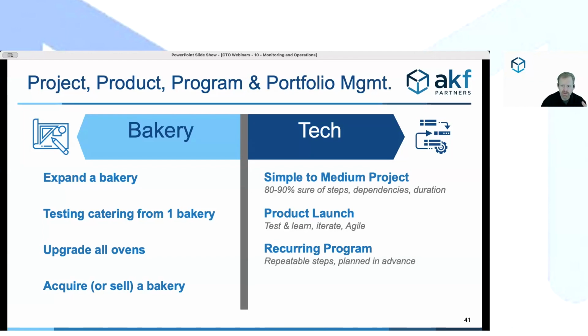If I want to upgrade all my ovens, that is a recurring program, which means it's something that's repeatable. You can plan it and schedule it in advance, and you should be able to semi-automate a lot of those steps. And if you're going to do an acquisition or sell off a bakery, those are special projects. Those are going to have probably a high cost. You probably need to bring in someone, an outsider. You might need some executives. These are all very different. And so the only reason I bring this up is your team is not always just delivering features and just making cookies.